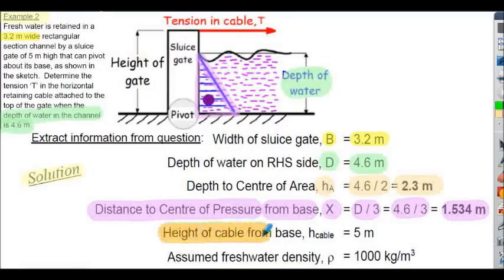The height of the cable from the base, labelled as H cable here, is 5 metres because it's attached to the top of the sluice gate, and the sluice gate in the question is 5 metres high. It states in the question that the channel contains fresh water, so we assume the fresh water density, symbol rho, to be 1,000 kilograms per metre cubed. So we extracted the information here from the question.